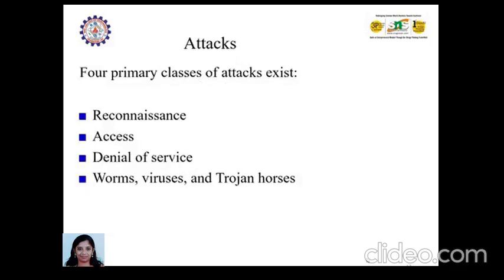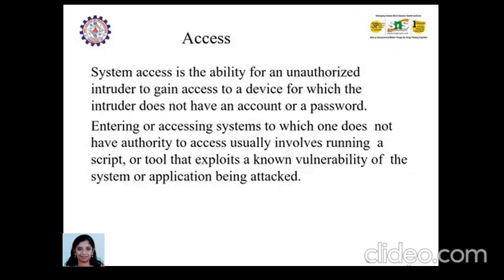As I said, there are four primary classes of attacks: access, denial of service (DoS), and worms, viruses, and Trojan horses. These are the four commonly occurring attacks. In an access attack, an unauthorized intruder gains access to a device. The intruder may not have an account or a password, and while entering or accessing the system, does not have the authority to use the vulnerability of the process.